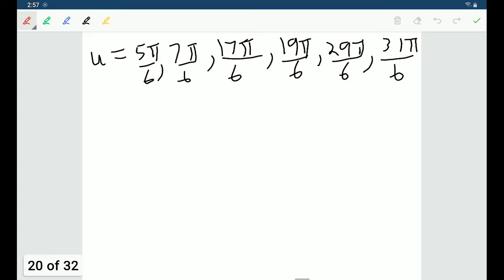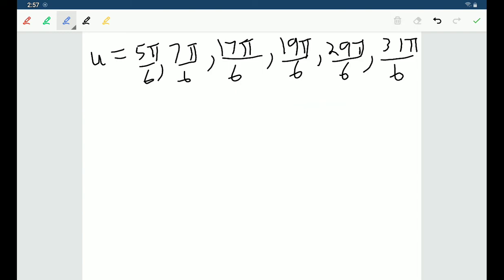So we have the angles 5 pi over 6, 17 pi over 6, and 29 pi over 6. Those are all coterminal to each other. Those are all in quadrant 2, and all of those angles are ones where cosine of any of those would be negative root 3 over 2.